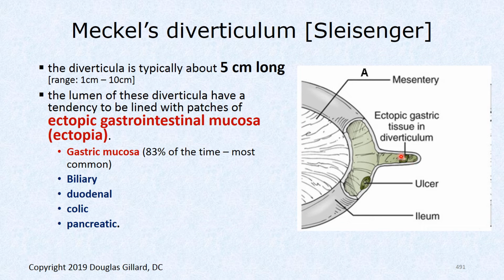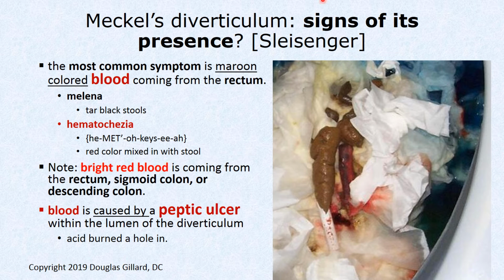The most common first symptom is rectal bleeding from this, and that means it probably has gastric mucosa. It could have mucosa and glands from the biliary system, the duodenal system, the colon. Even pancreatic glands have been found in here, but 83% of the time they're gastric. And that causes trouble. So as I just said, I should have warned you, huh? Gross slide. Warning. The most common sign is maroon colored blood in the stool or poop or on the toilet paper or whatever. You guys need to know these words if you don't.